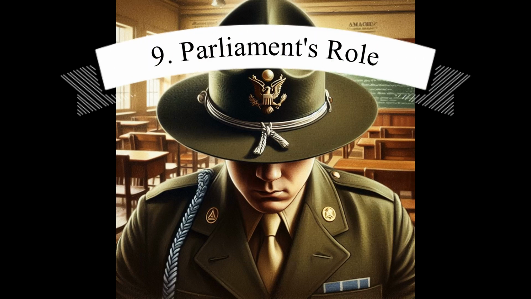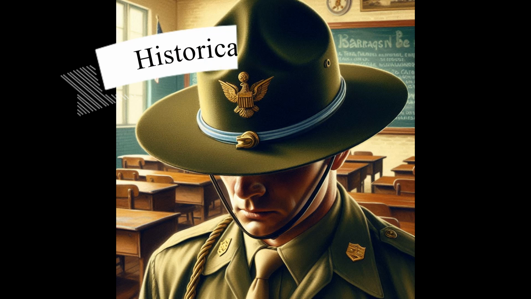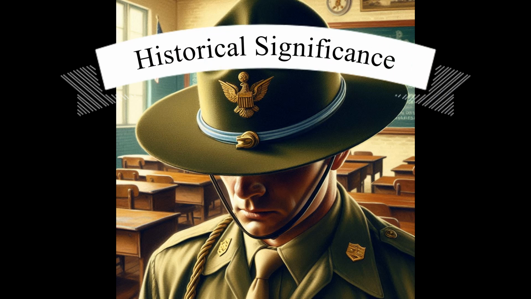9. Parliament's role. The bill reaffirms that Parliament must meet regularly to protect the liberties of the people. Historical significance. The British Bill of Rights was a pivotal moment in English history. It marked the end of the absolute power of the monarchy and laid the groundwork for a constitutional monarchy. It also codified important principles of governance, the rule of law, and the protection of individual rights.